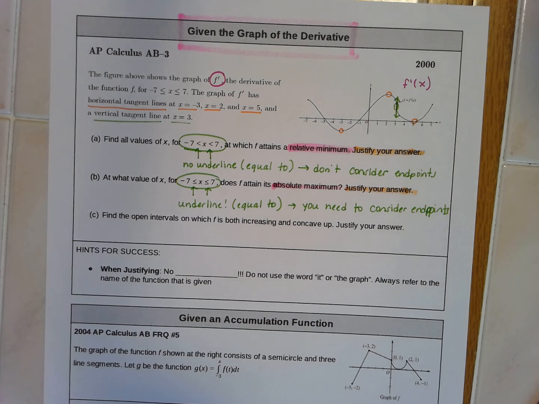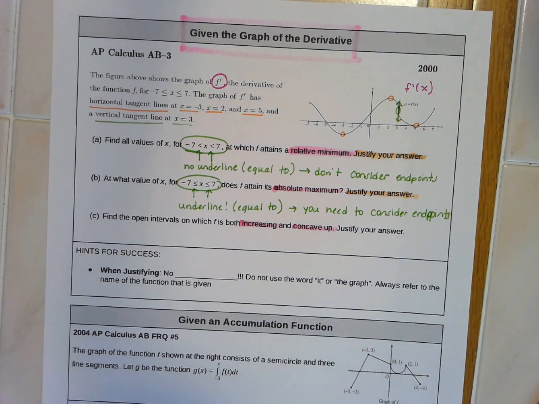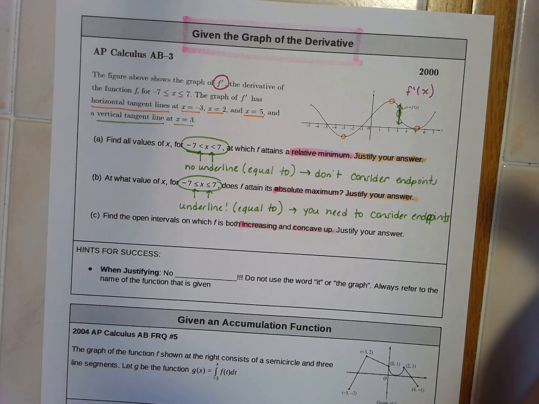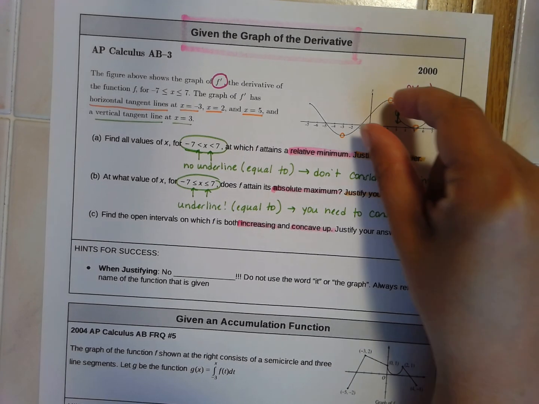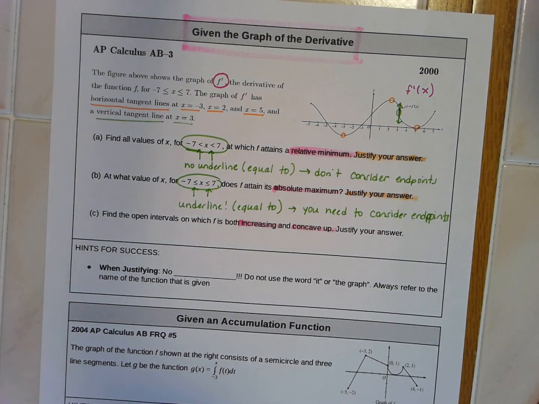Part C is another typical question. It says, find the open intervals on which f is both increasing and concave up, justify your answer. So the question here is to figure out where my function is increasing and concave up, which means there's two qualifications. So increasing would mean where the derivative is positive, so above the x-axis. Concave up would be having a positive slope because that's the second derivative, which is the slope of the first derivative. So you'd really be looking at this portion and this portion of the graph between -1 and 2 and between 5 and 7.